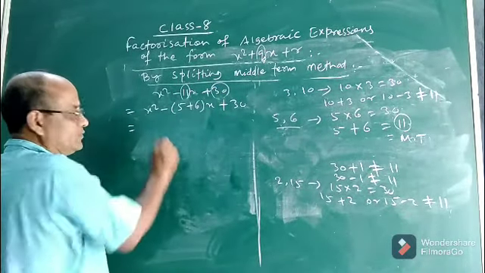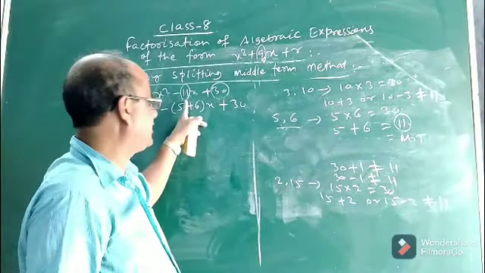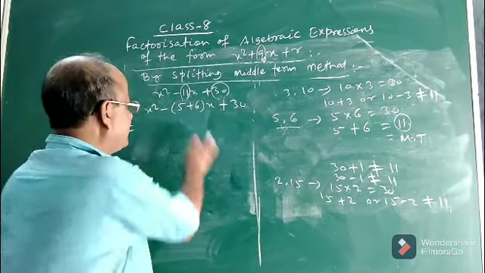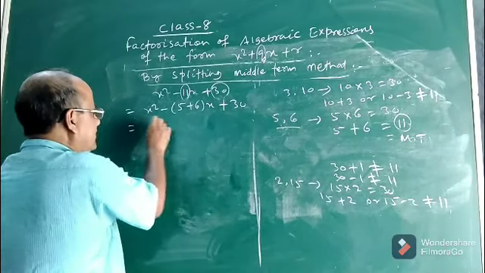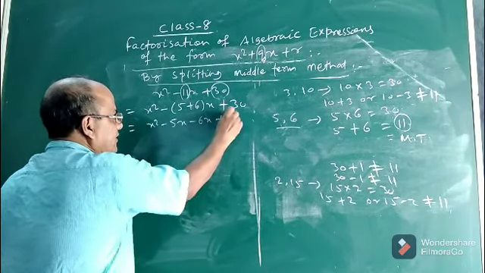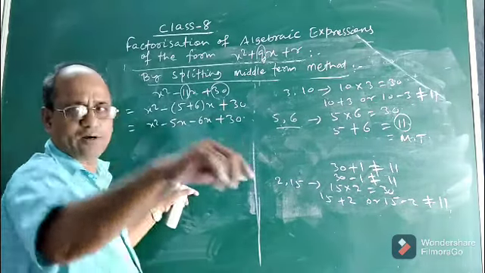Okay. So now look, the middle term 11 has been split. Now what is the next step? The next step is you omit this bracket. It will be x square minus 5x minus 6x plus 30. Okay. Now what is the next step?